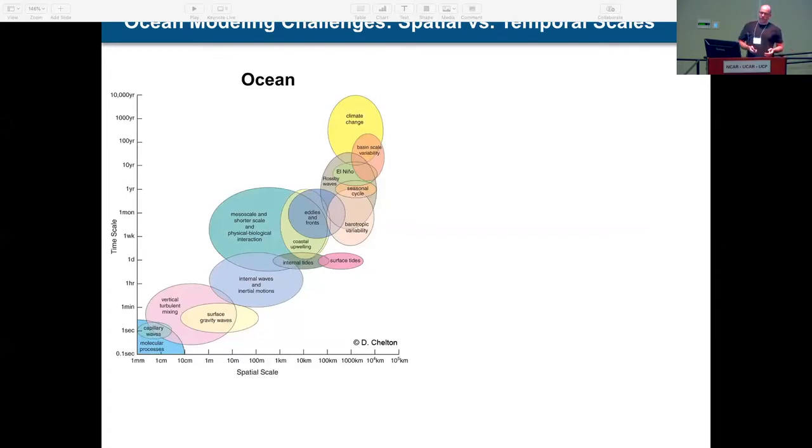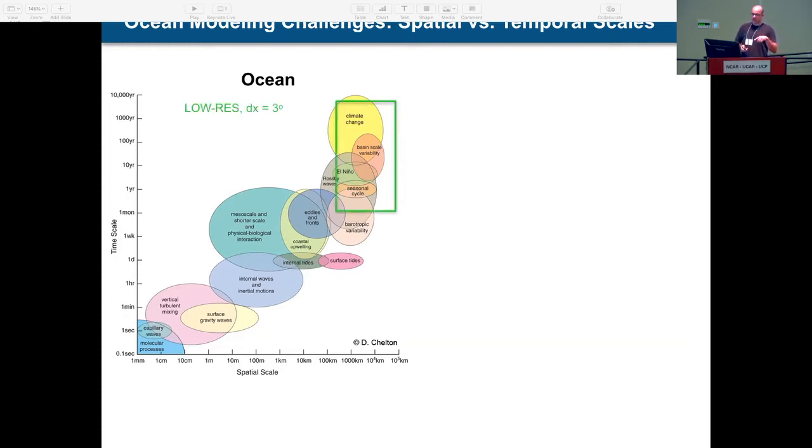This plot is showing the time scale on the y-axis versus the spatial scale on the x-axis. And you probably have seen this kind of plot before, it is logarithmic on both axes. The balloons show different processes happening. If you go from the bottom left, those are the smallest and fastest, for example, capillary waves, to the top right, those are the long and large, for example, climate change, El Nino. So I'm highlighting all these processes happening between the two of them. There's a lot of things going on.